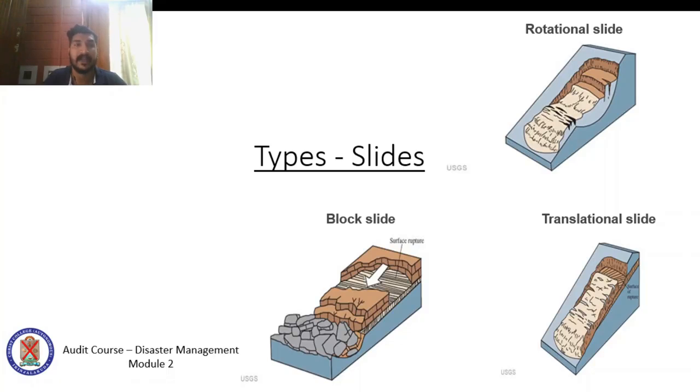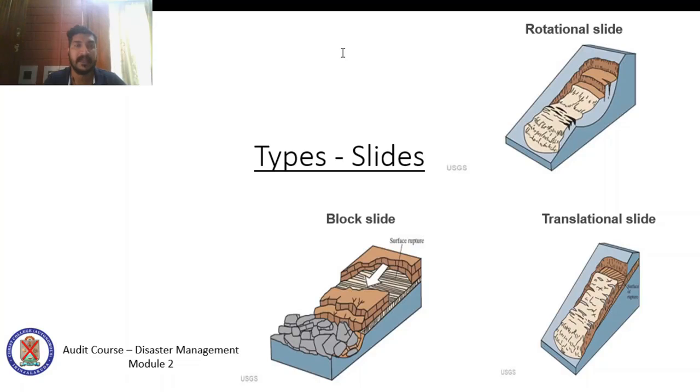The next type of slide is the translational slide. In this type of slide, the landslide mass moves along a roughly planar surface with little rotation or backward tilting. So you can see very well, it is very clear from the images, the difference between a translational slide as well as a rotational slide.